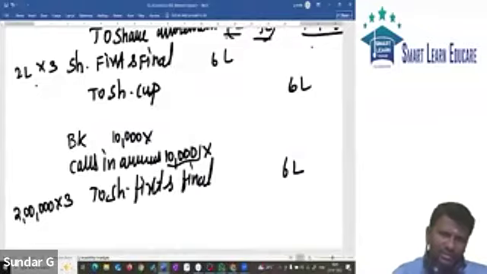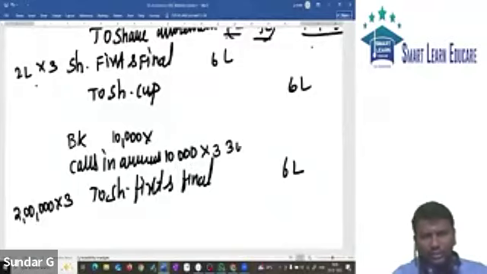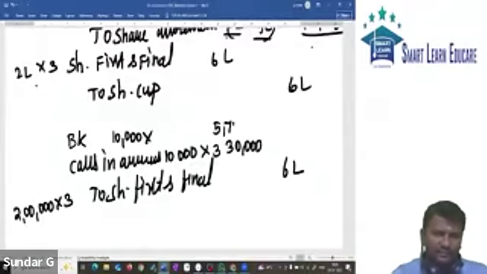How many shares were allotted? 10,000 shares allotted. Upon these 10,000 shares only you should take. It is 10,000 shares into what price? 3 rupees. 10,000 into 3 gives 30,000. The bank should be debited with 5,70,000.